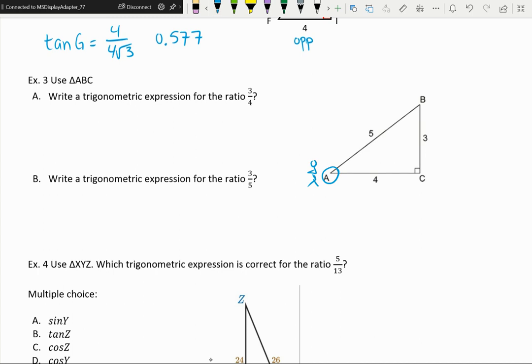All right. That's a very funky looking person. Let's try that again. All right.